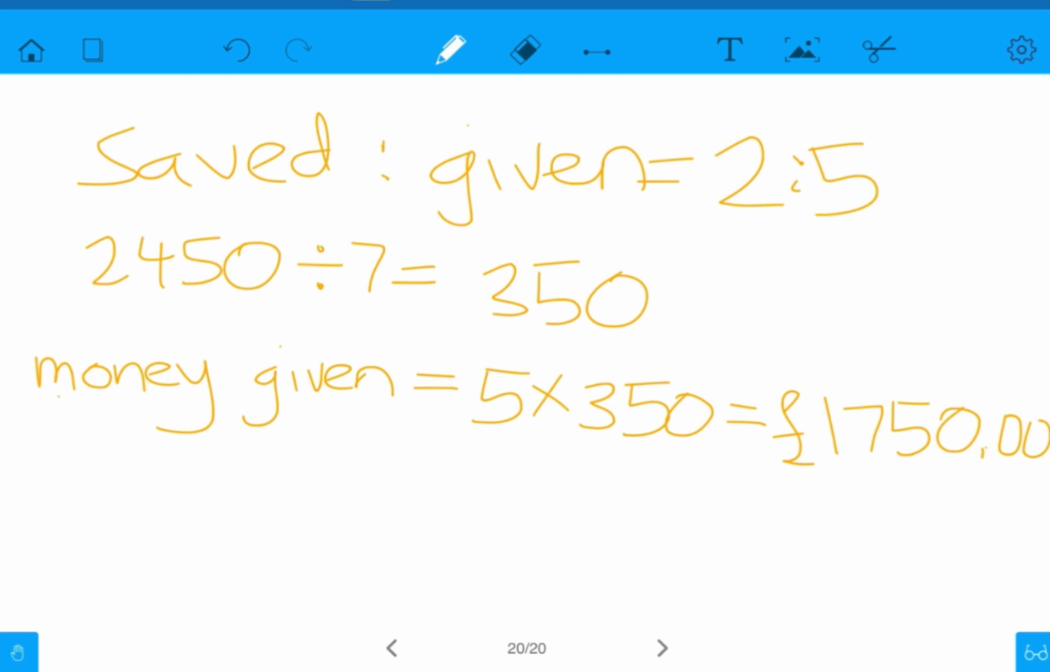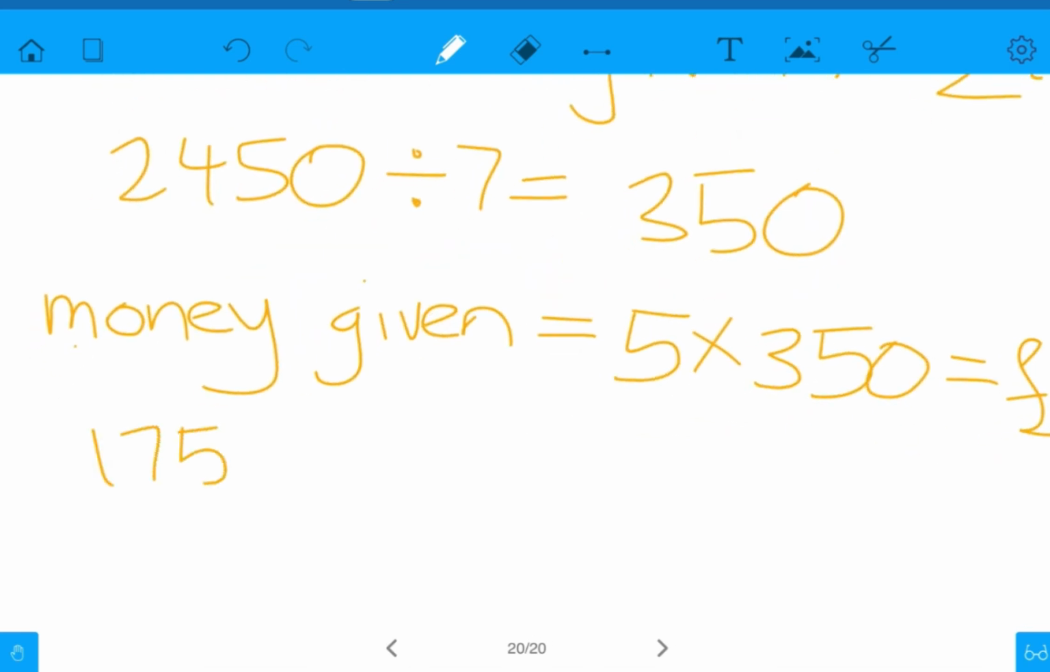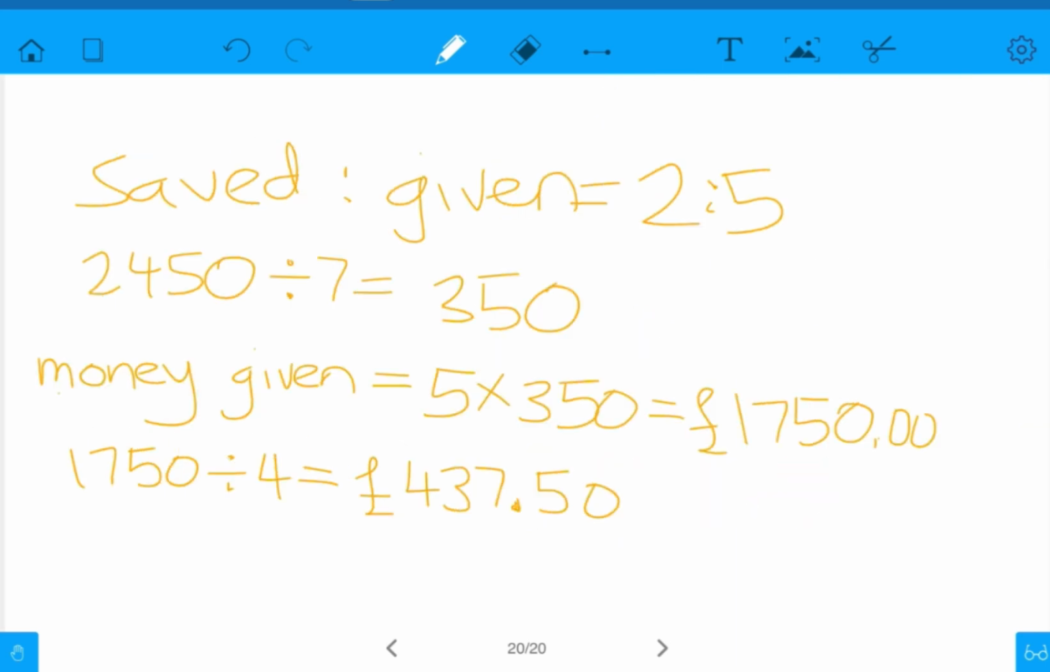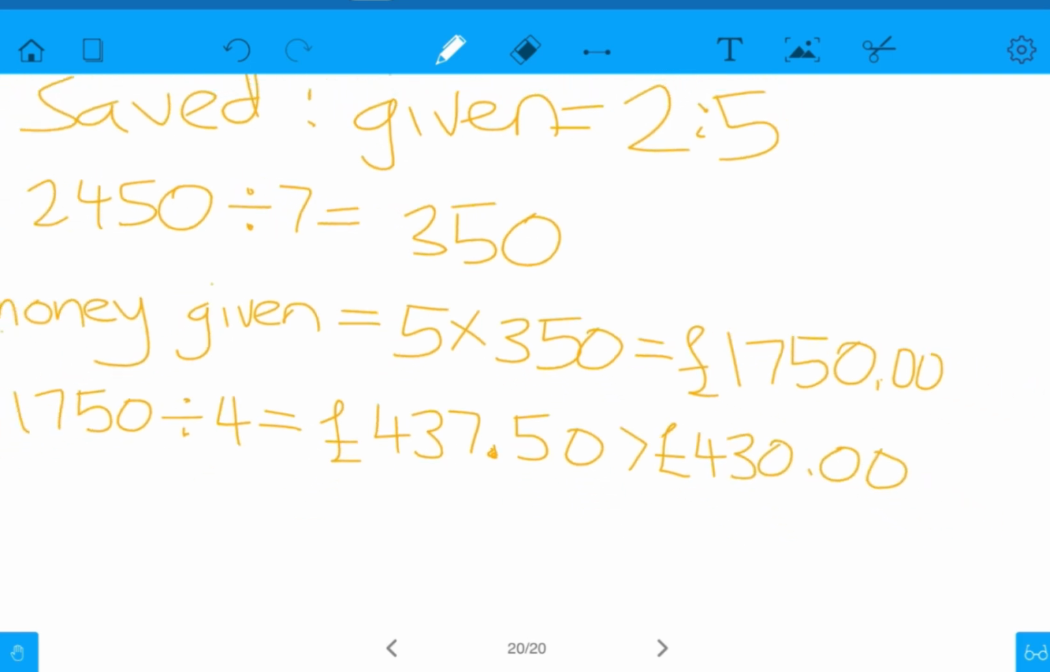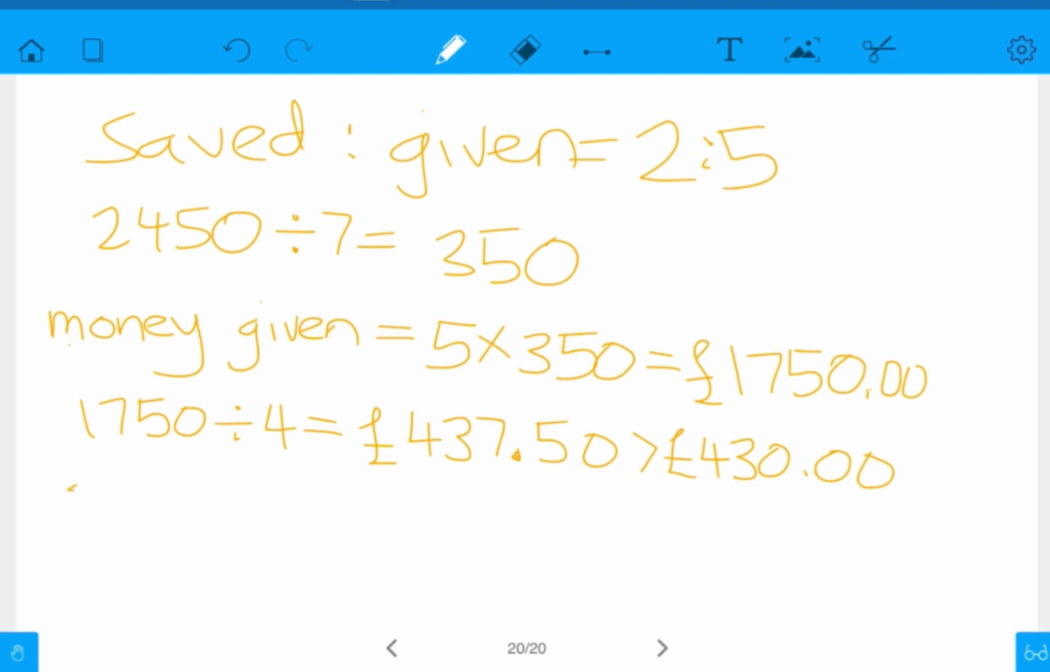because there are 5 parts of money that's given and each part is 350 pounds, and then this money is split equally to the 4 brothers. So each brother will get 437 pounds 50. Because this number, 437 pounds 50, is greater than 430 pounds, we can answer yes to the question.